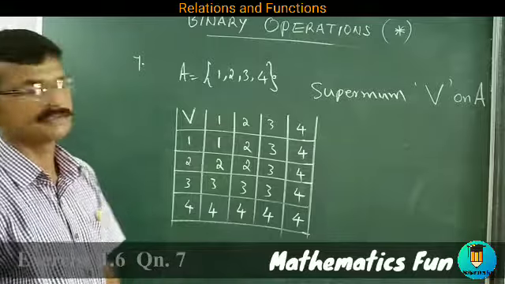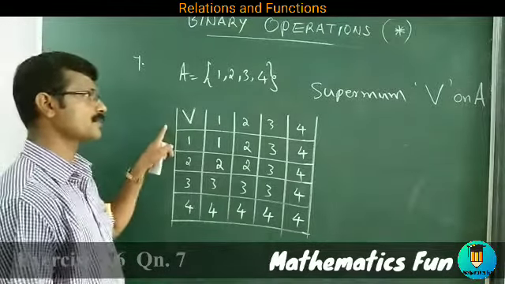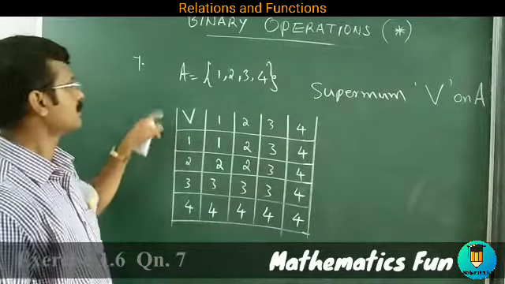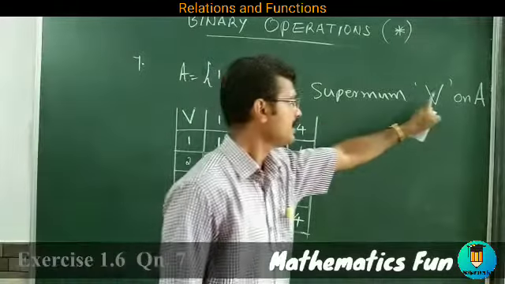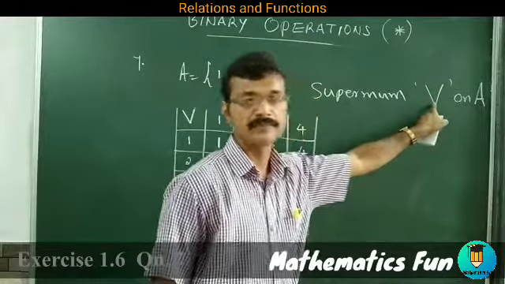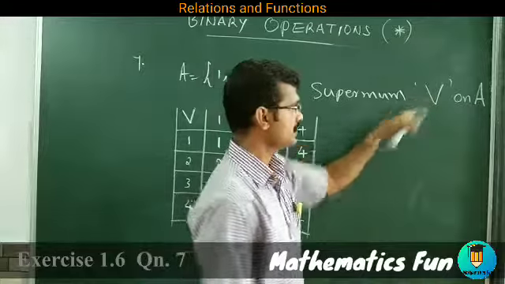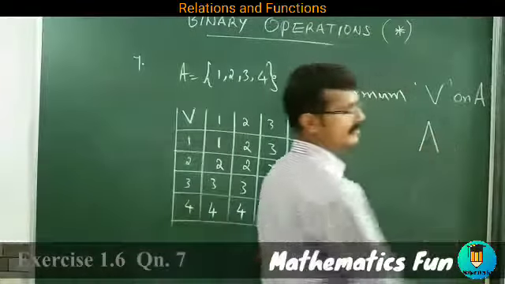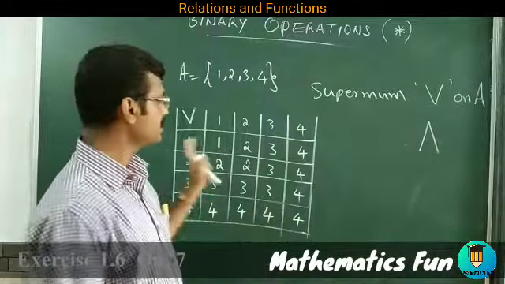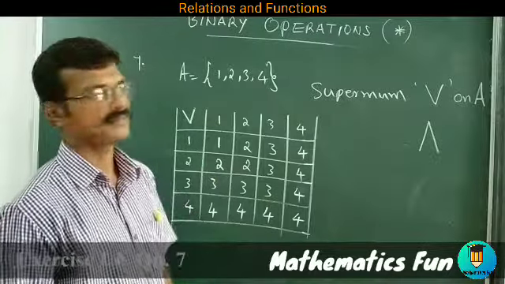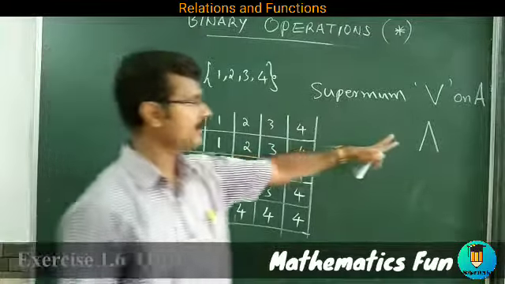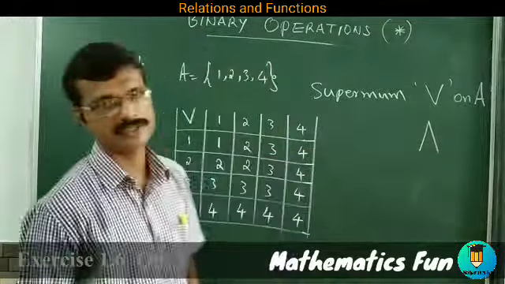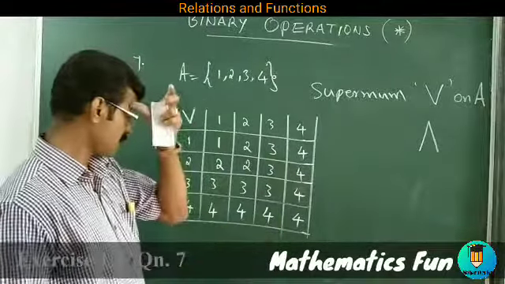This way we can fill up the table. This is known as the composition table for the operation supremum. Now there is one case of infimum also. In the infimum case it will be like this symbol, and you have to go for the minimum value. So supremum and infimum, these two cases you have to know. There are questions based on that.